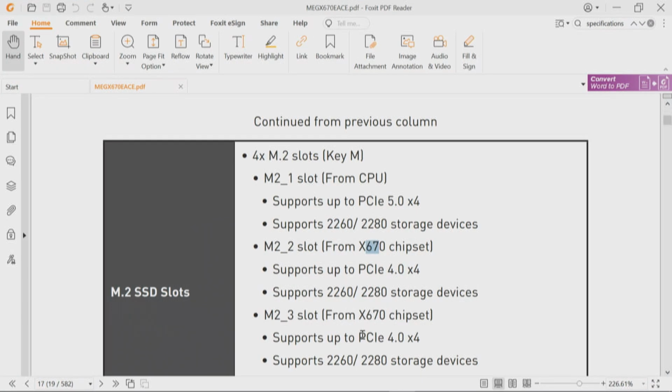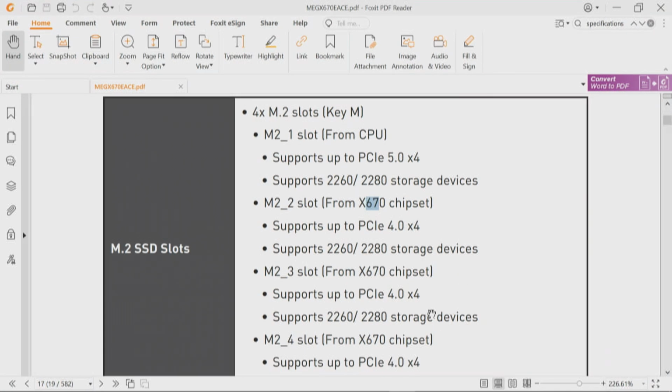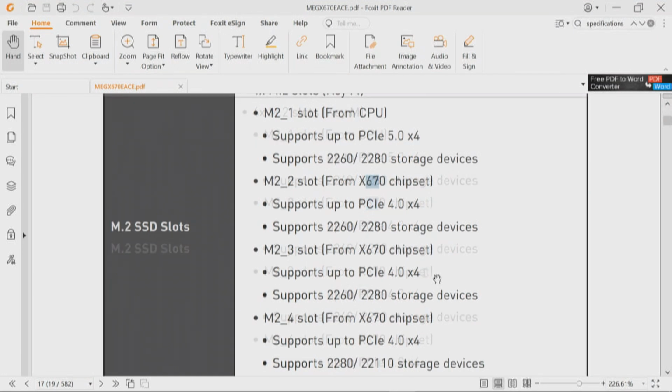These other 3 are all through the chipset. There should be a note down here. They're all PCI Express 4, they're all 4 lanes. They'll go anywhere from 2260 to 2280. Yeah, it looks like all 4 of them are the same. And that last one could be a 22110, 2280, 22110, versus the other 3 that are 2260, 2280.